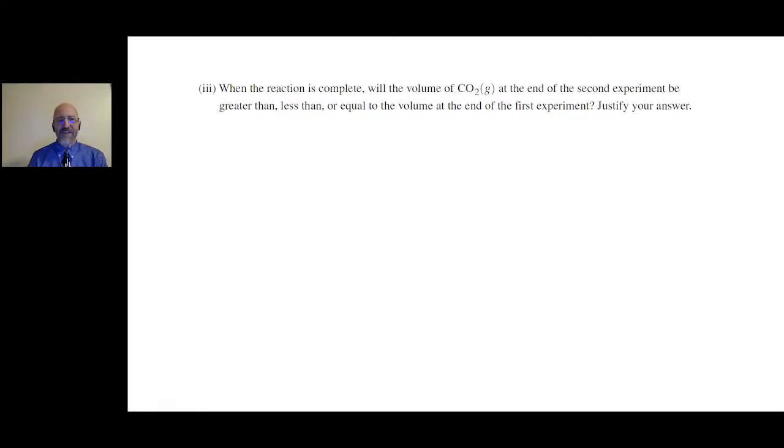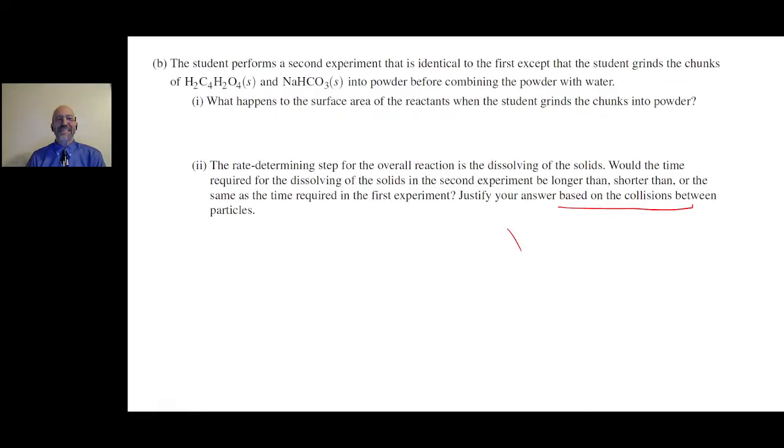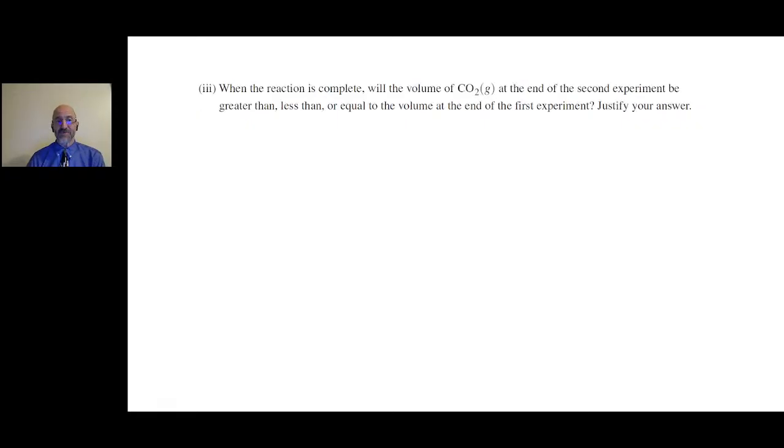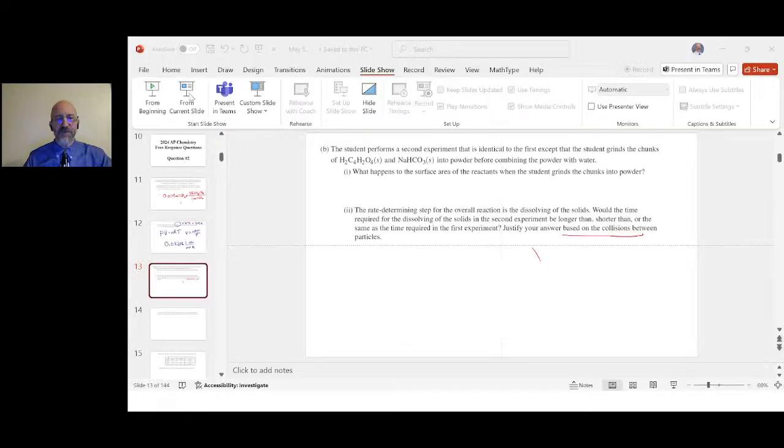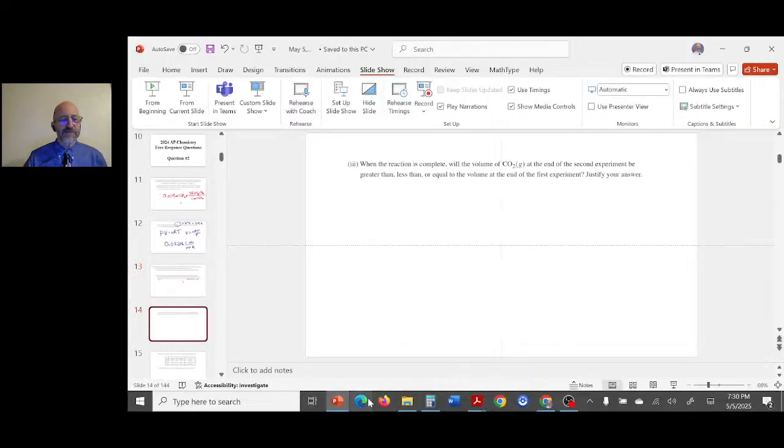Now, if I look at the details, the student performs a second experiment that is identical to the first. We're not adding more, we're not adding less in terms of the number of moles. So I would say same amount of CO2, same volume of CO2. Just because it's going to happen faster doesn't mean you're going to produce more CO2. So I'll show you the scoring guidelines on that one.